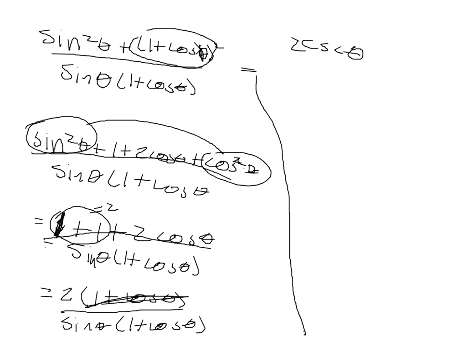The 1 plus cosine cancels the top and bottom, and I get 2 over sine, which is equal to 2 cosecant. So they're the same. The two sides of the expression are identical. We have shown the identity.